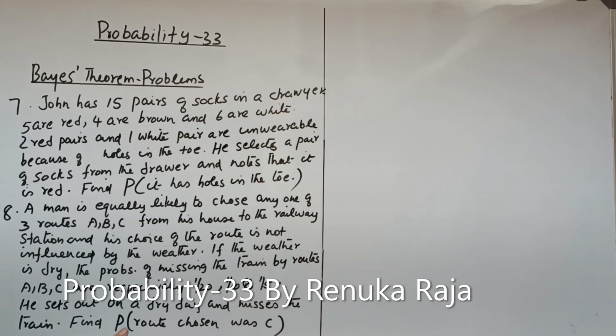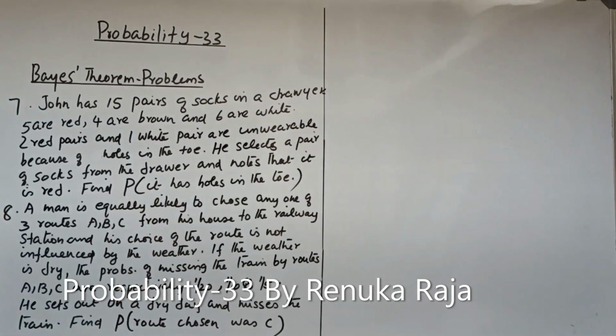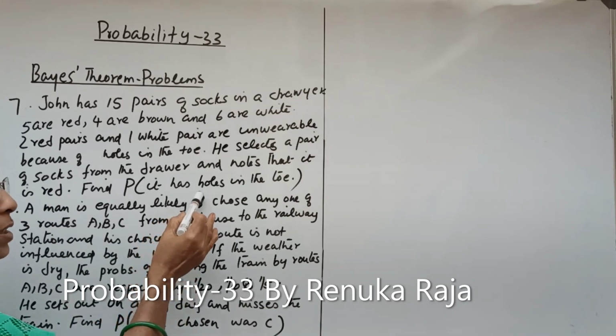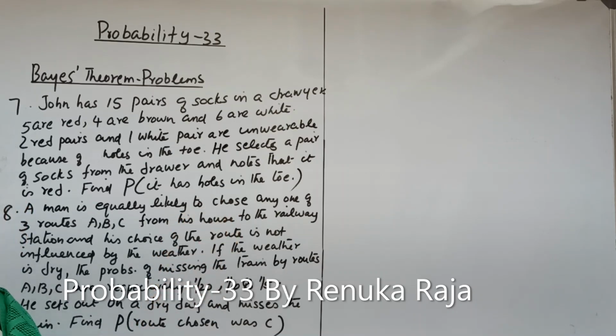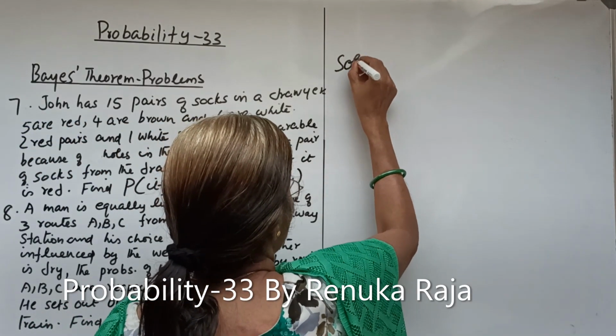Find the probability it has holes in the toe. Okay, here the question is, we want to find the probability it has holes in the toe, given that he selects a pair of socks which is red. Okay, it is the given event. So firstly, we fix the given event as a red pair of socks is obtained. So the two alternatives that we have to consider are a pair of socks with holes in the toe and a pair of socks without holes in the toe. Okay, so let us consider the problem.